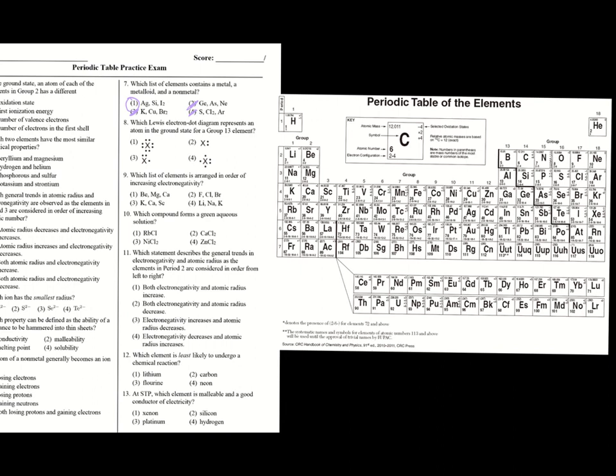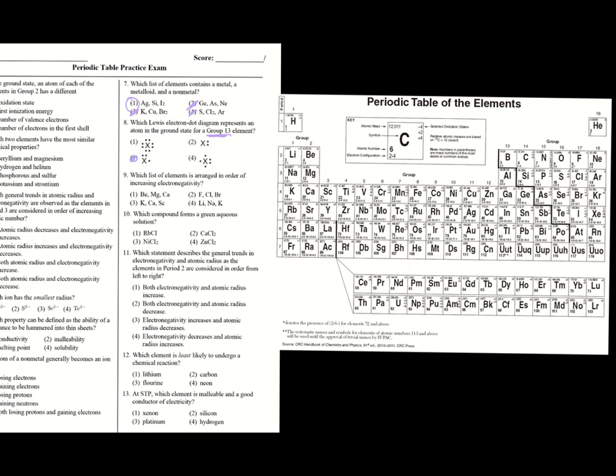Number 8. Which Lewis electron dot diagram represents an atom in the ground state for a group 13 element? The key thing about group 13 is they have 3 valence electrons. So we've got to look for the dot diagram that shows 3 dots for 3 valence electrons, and that's choice 3.